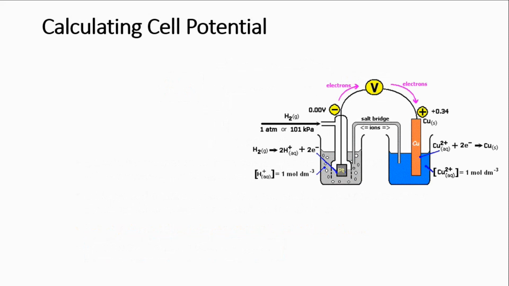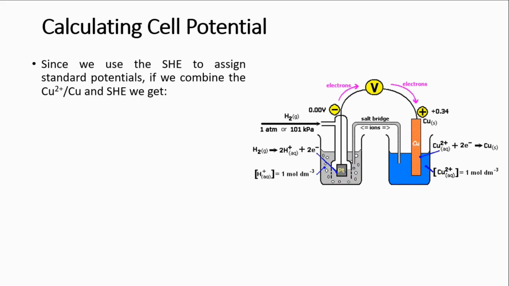Now, let's look at an example. Let's look at an example where we are using the SHE to check the potential, or the reduction potential, of a piece of copper metal. Remember, the SHE is always designated as the anode, and the metal to be tested or investigated is designated the cathode.